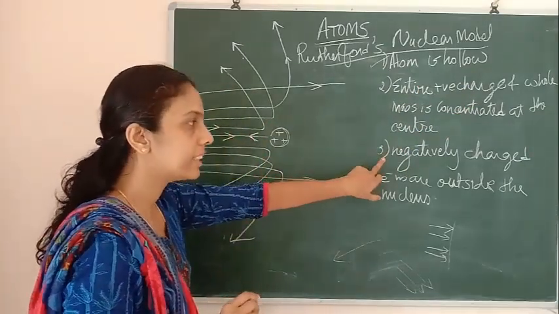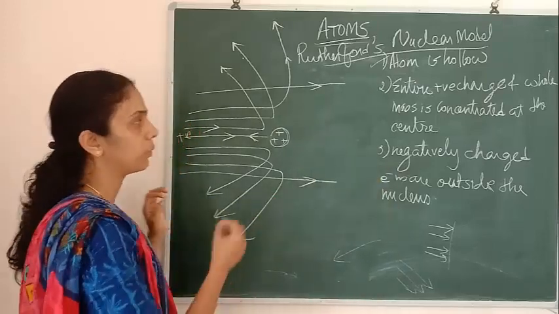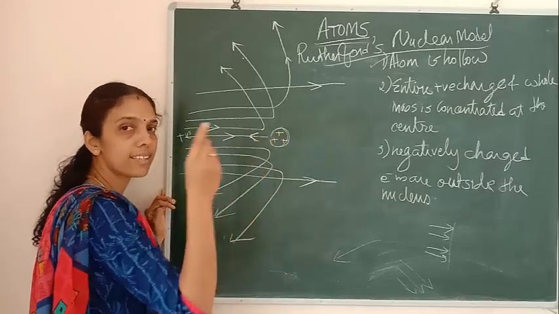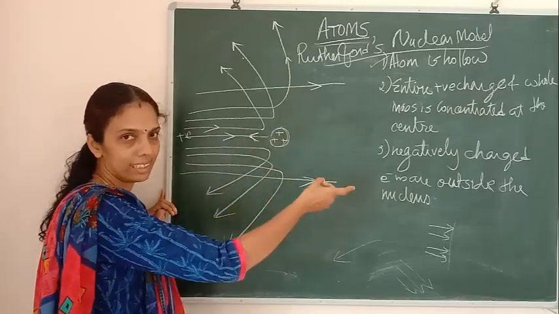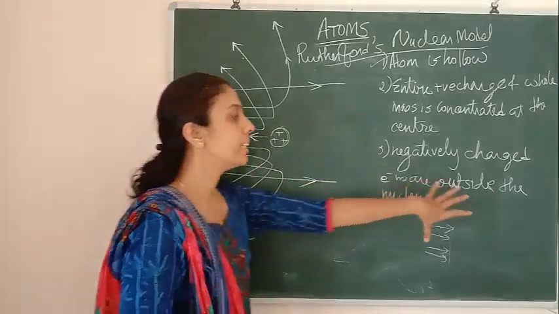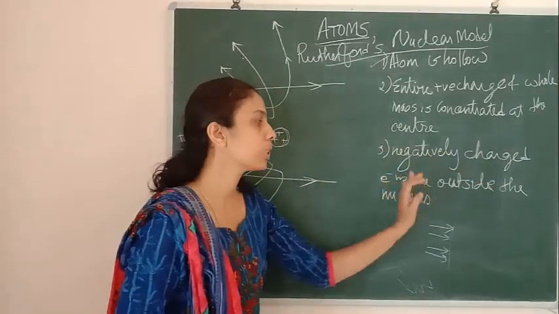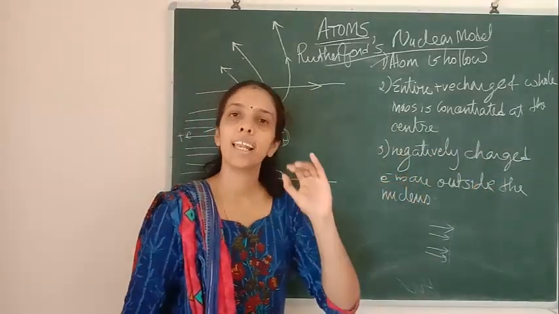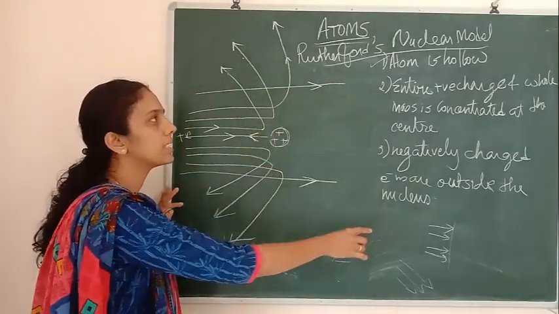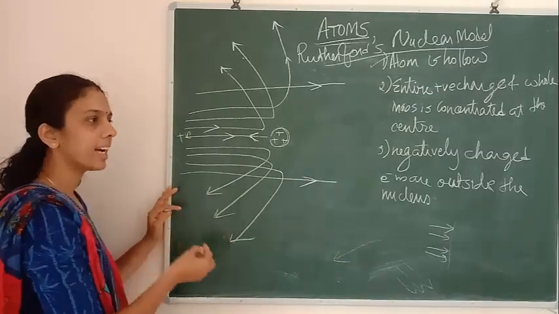And then next is negatively charged electrons are outside the nucleus. Since if the negative charges were here, then there is a chance of coming for the scattering at least, isn't it? But here no negative charges are there, so that is why it is not happening like that. So negatively charged electrons are outside the nucleus, like that he understood. Okay, so these are the conclusions done by Rutherford as per his nuclear model.